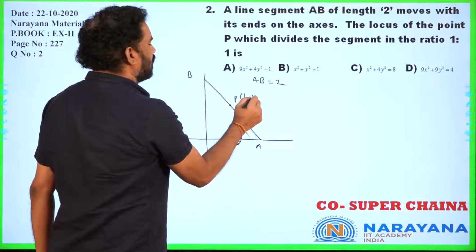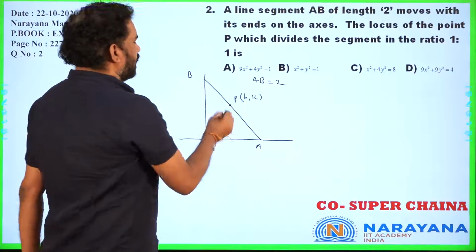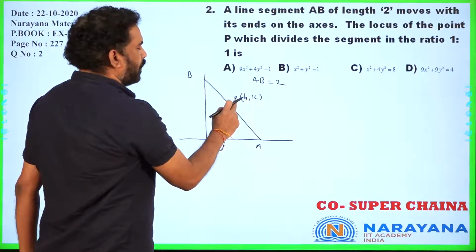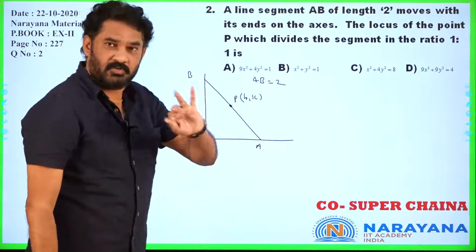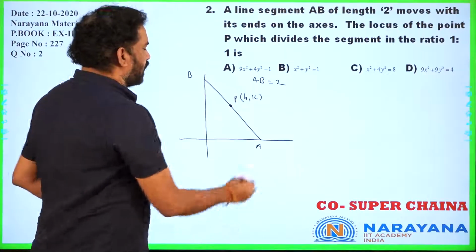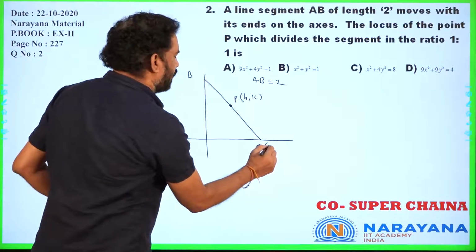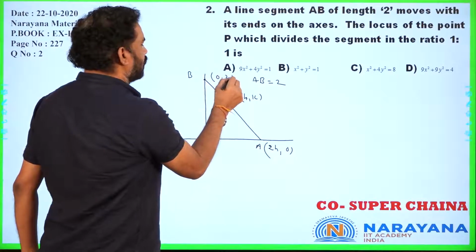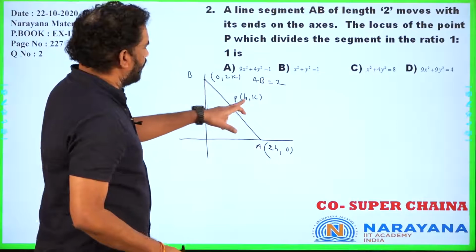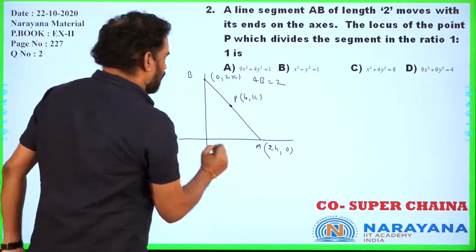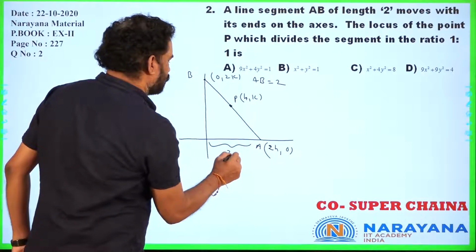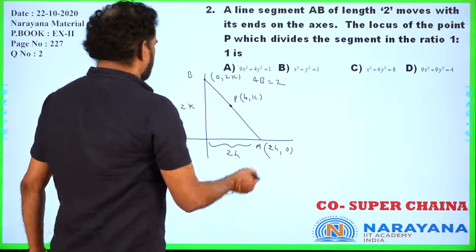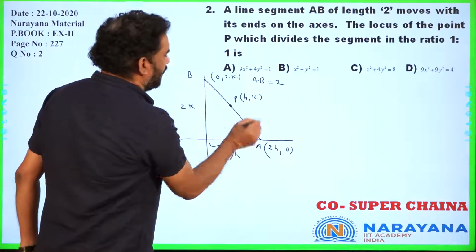Now take it as (h, k) in this case. So what is the ratio? This is the midpoint. See, P is (h, k), for which we have to find the locus. If this is the midpoint, 100% the point A can be (2h, 0). So this point can be (0, 2k). See this? (2h plus 0) by 2 gives h. So (2h, 0) means the x-intercept is 2h, the y-intercept is 2k.